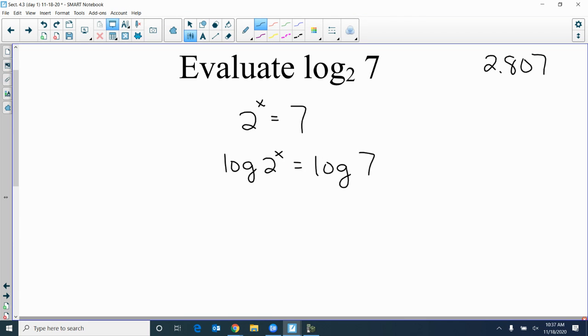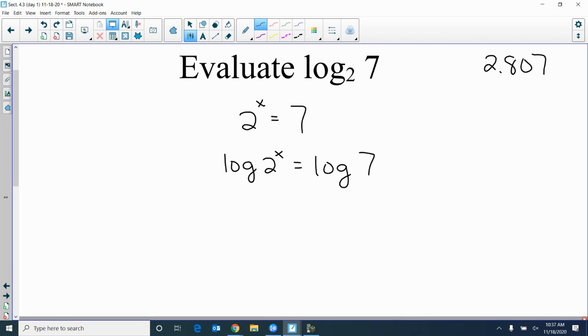Now, the way I have it written is automatically base what? 10. It's automatically base 10. I could make it base 4, make it base 3, but I use base 10 because that's in my calculator. Now, and this is where the importance of logs comes into play, what can I do with this x?